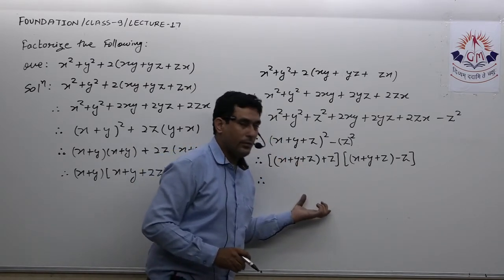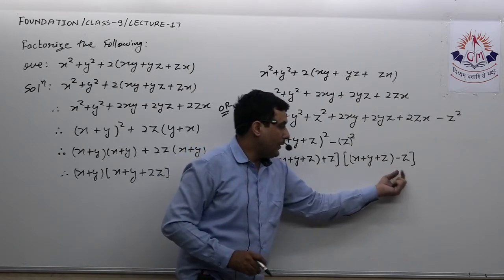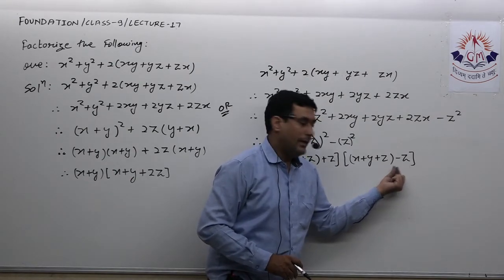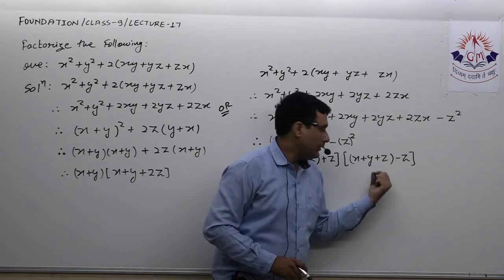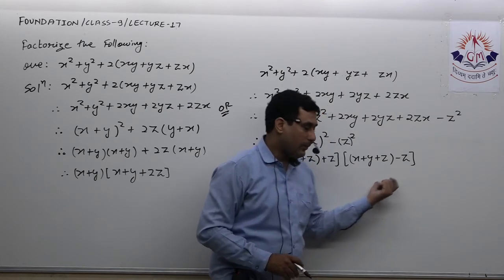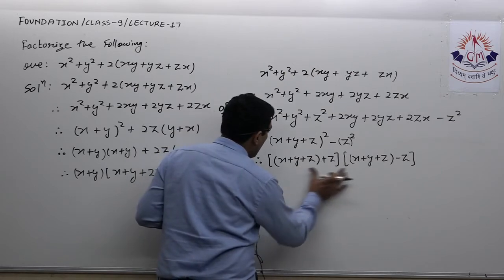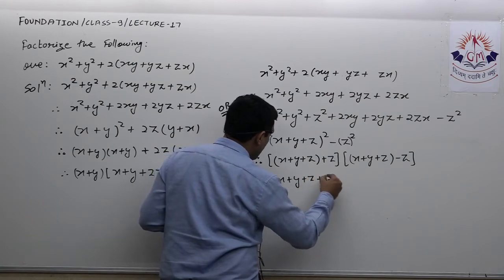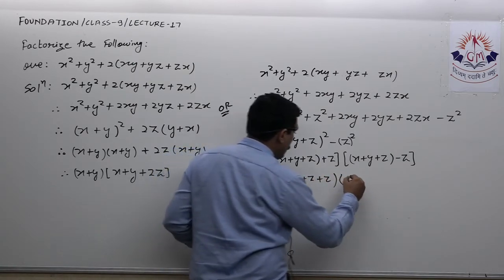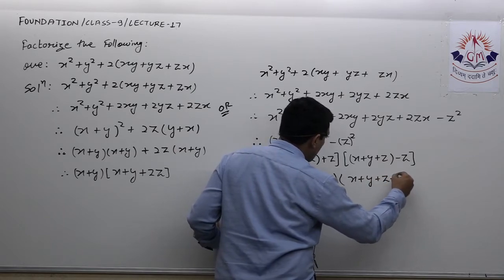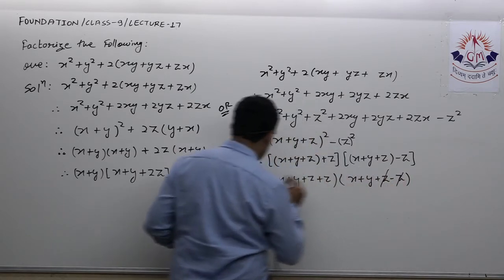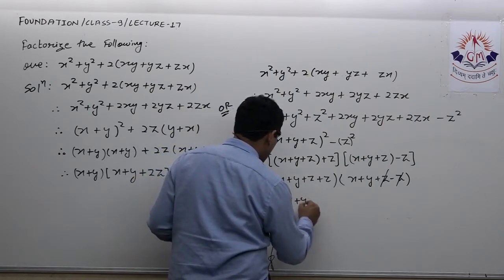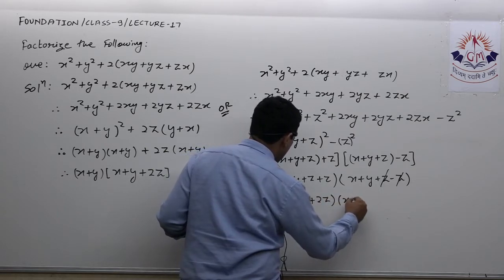Even though I wouldn't need to apply this bracket here, it was okay. But keep the habit of putting brackets, because sometimes the second quantity has more than one term, and if you write directly, you won't be able to change the sign. So there might be a mistake of sign. So keep the habit of applying brackets. So here I get (x plus y plus z plus z), and here I get (x plus y plus z minus z). So this minus z plus z will cancel out, and here z plus z is 2z. So I get (x plus y plus 2z) and (x plus y).